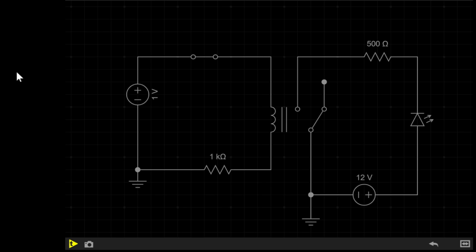This video will show you what a relay is and what some of their common uses are. Remember, as always, you can try the circuits I show yourself with the links in the description. So what is a relay?